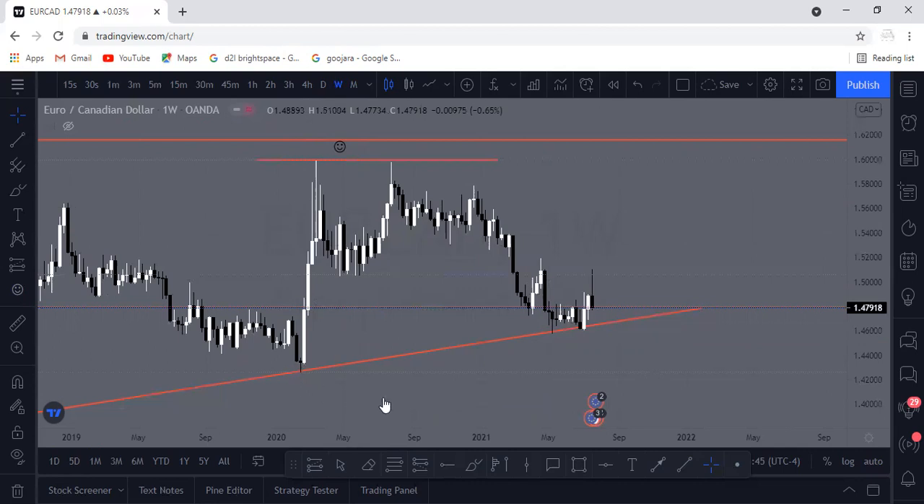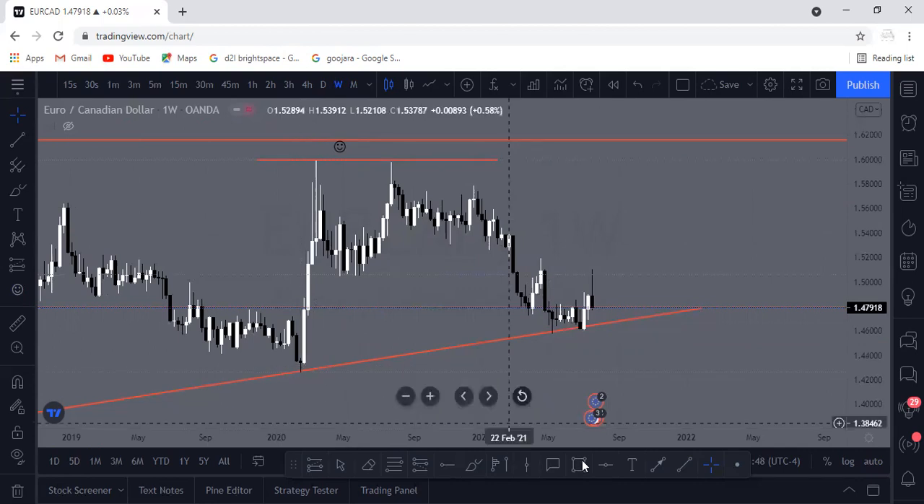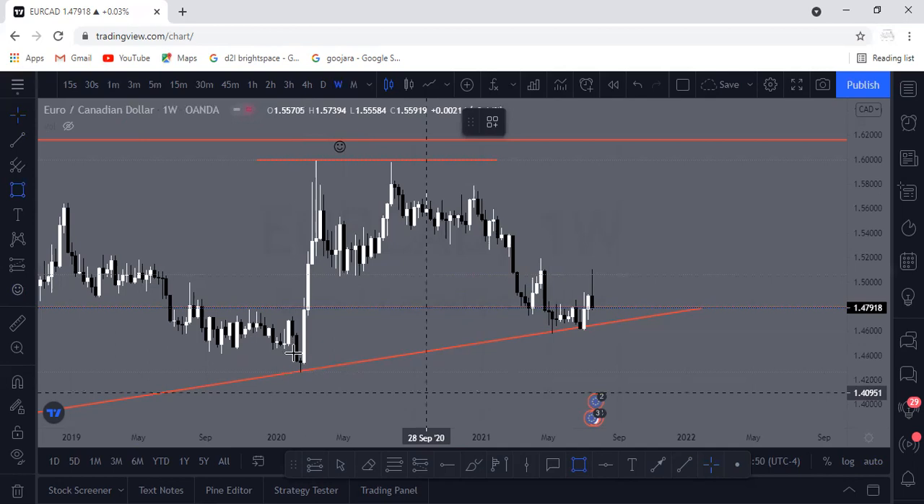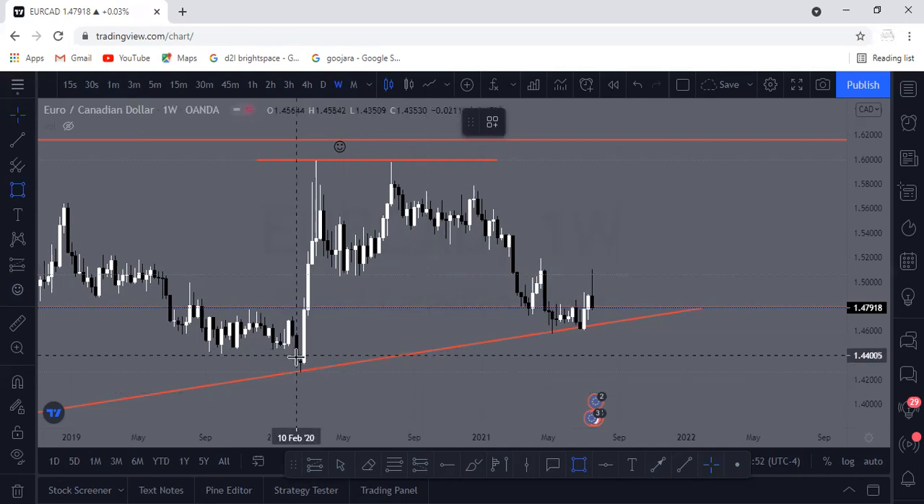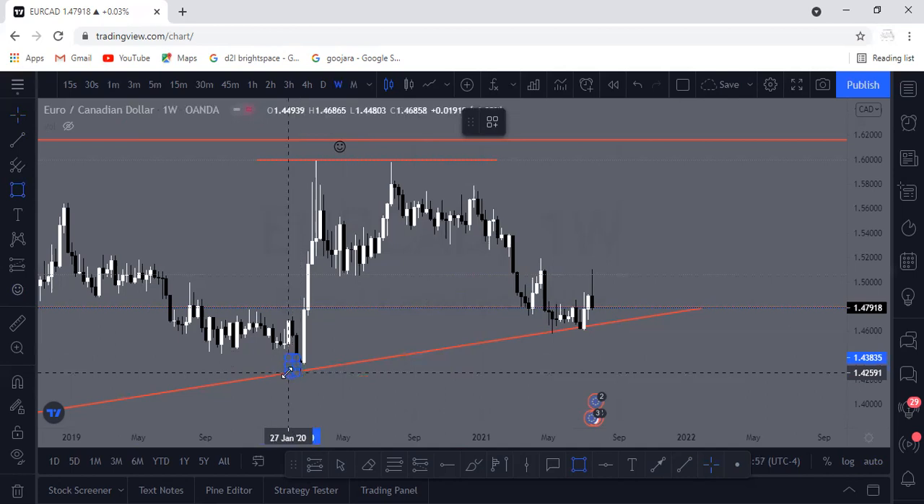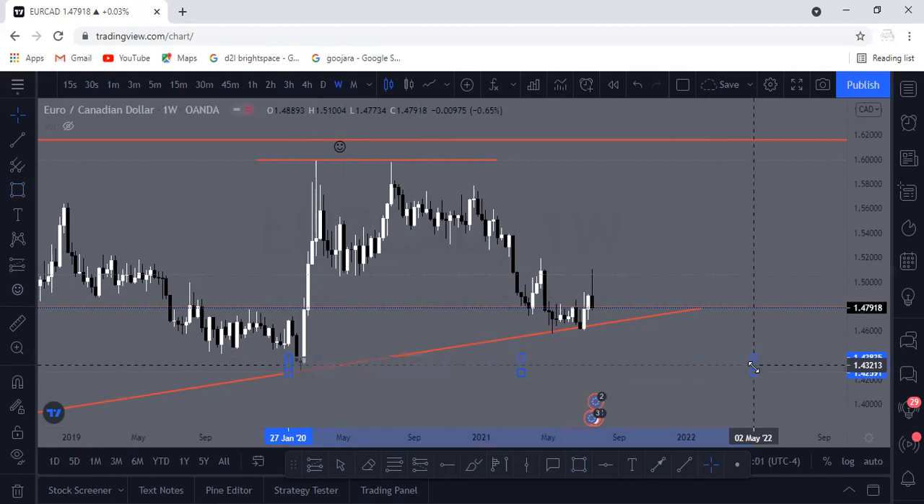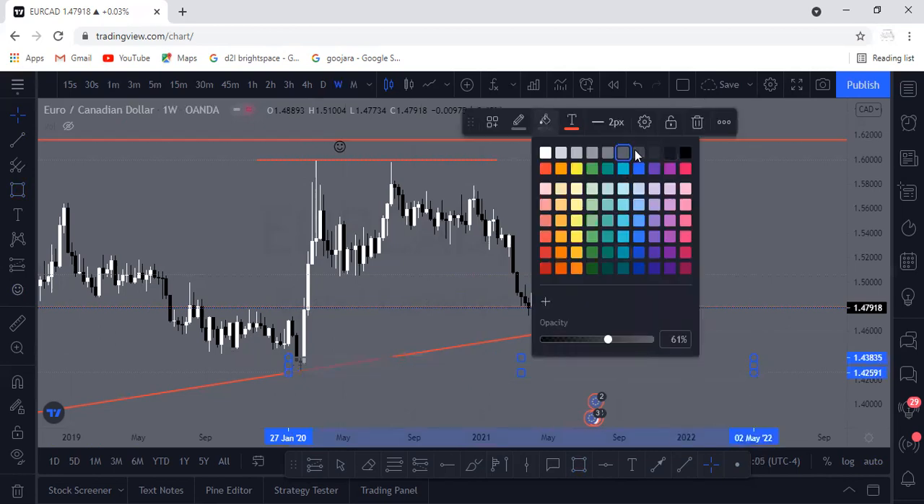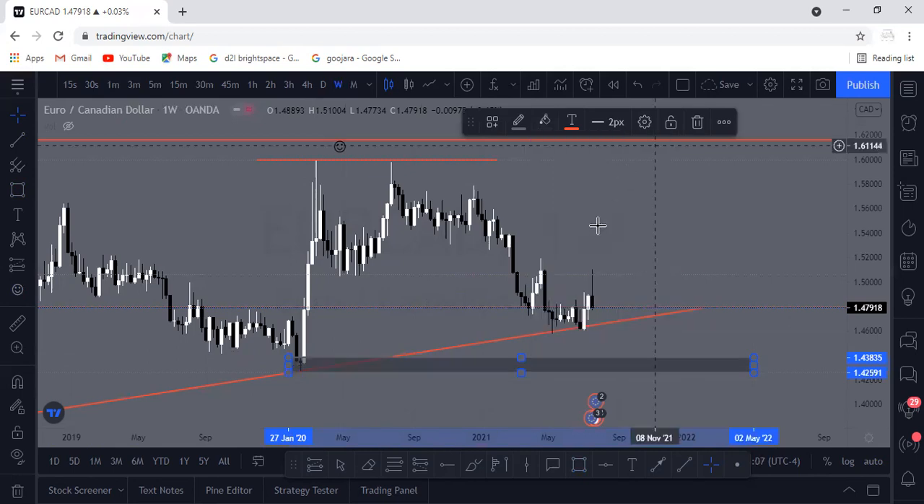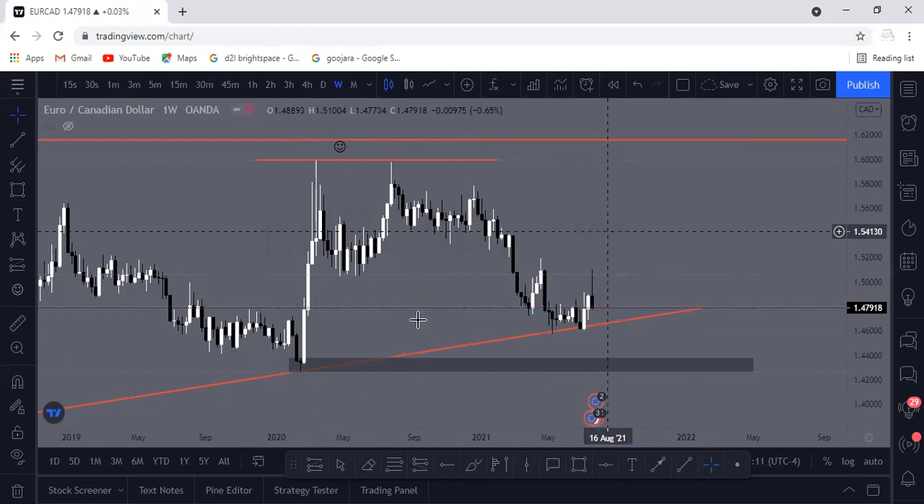Okay, so now I'm going to mark up this other block from here up to here. Let me change the color. All right, so now I want to see the price coming back down here.